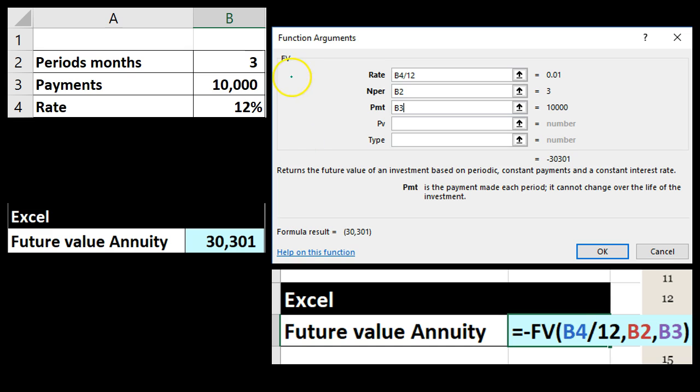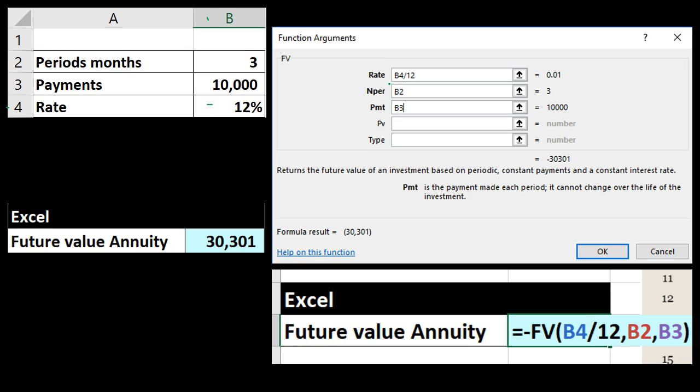So here's going to be our argument. Here's the future value up top. We're going to put this into our argument area. So we have the rate in the top box, which is going to be B4. So B4 is here. We have the 12% in B4. Key point here, we're going to take that and divide it by 12. So we're going to take the rate, yearly rate, divide it by 12, giving us the monthly rate.